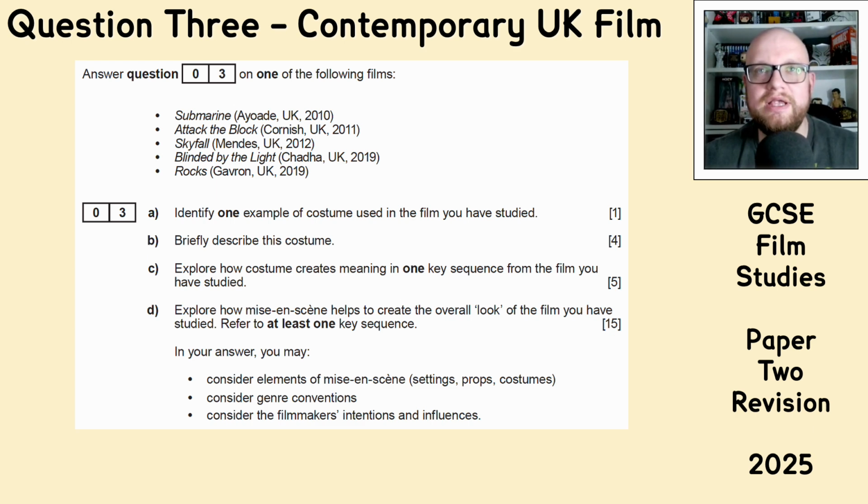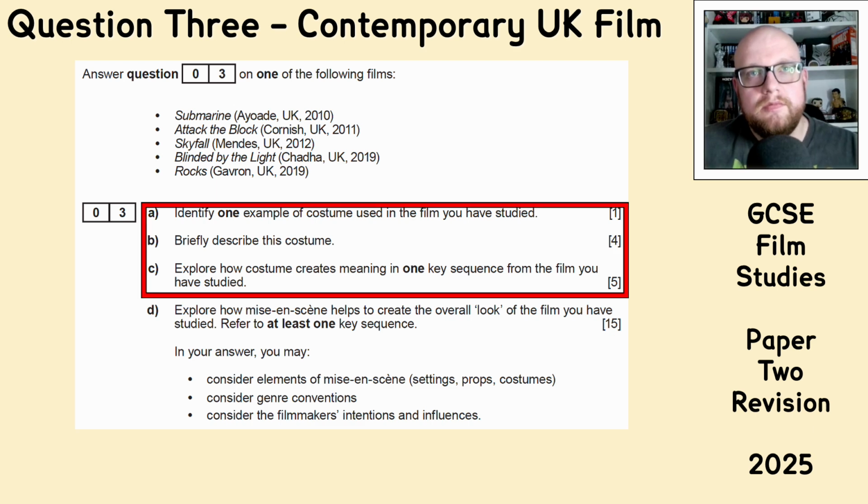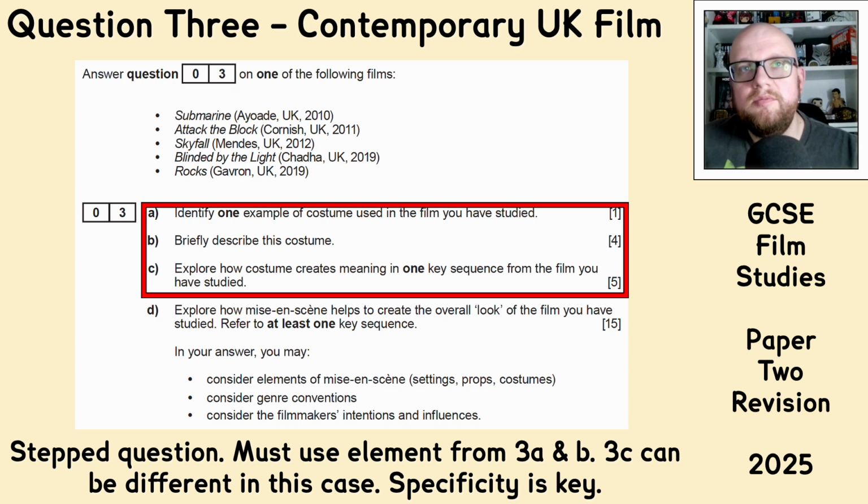Identify one example of costume used in the film that you've studied. Briefly describe the costume, explore how the costume creates meaning in one key sequence from the film that you have studied. Okay, so looking specifically at 3A, B, and C. So again, these are stepped questions. So the answer that you give in 3A needs to be the same thing that you're talking about in 3B. So 3A, identify one example of costume used in the film that you've studied.